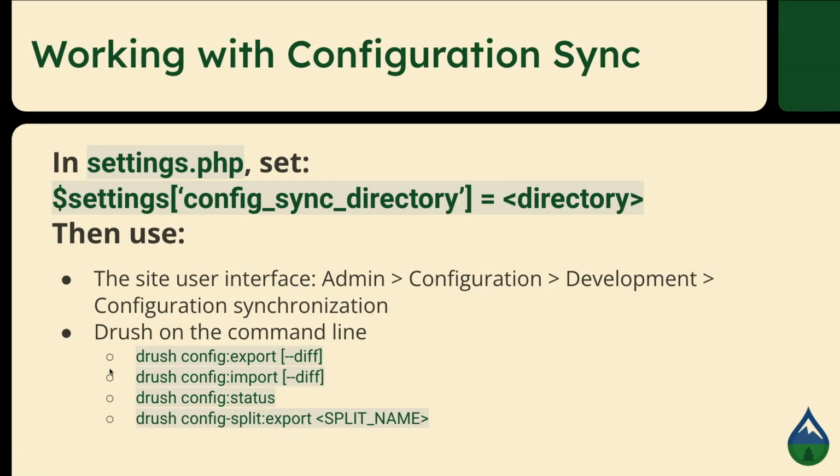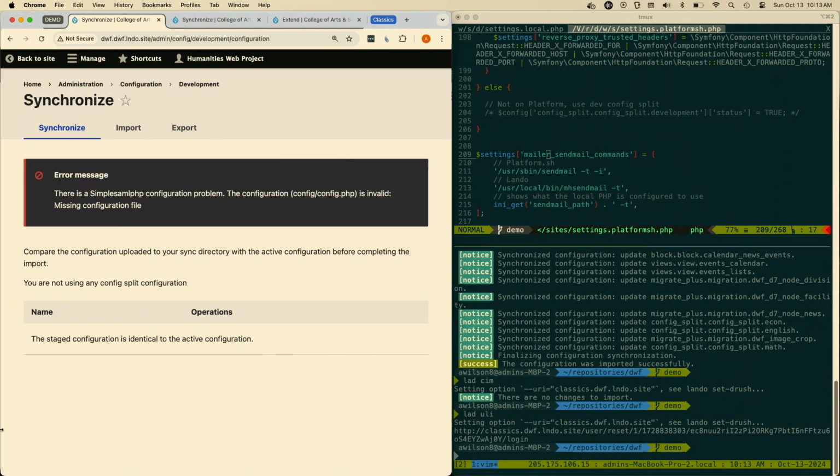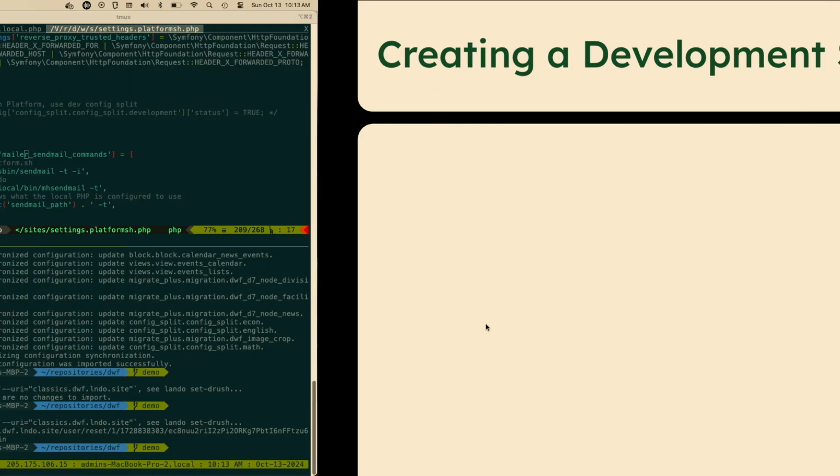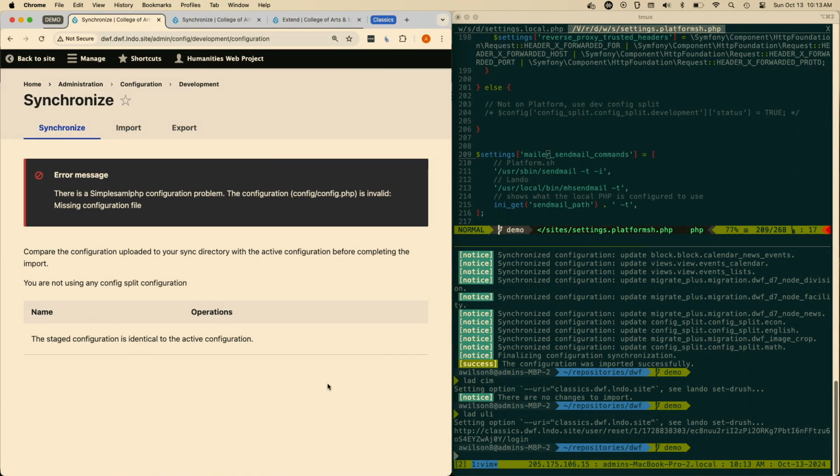There's also a couple config split specific commands that could be useful. I'm not going to talk about them too much, but you should know they're there. Config split export and config split import. So let's look at this synchronized page. Right now it says that the staged configuration is identical to the active configuration. So we've already exported everything to our YAML files, and we can take a look over here.